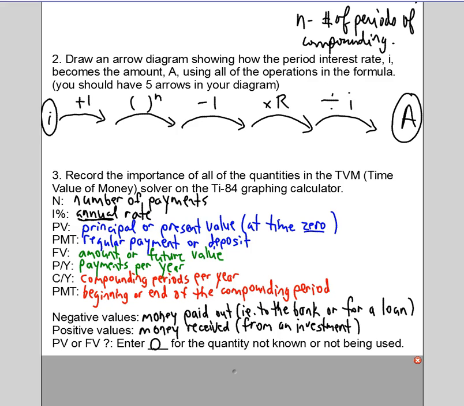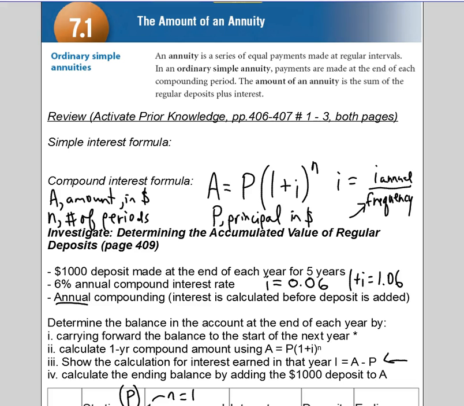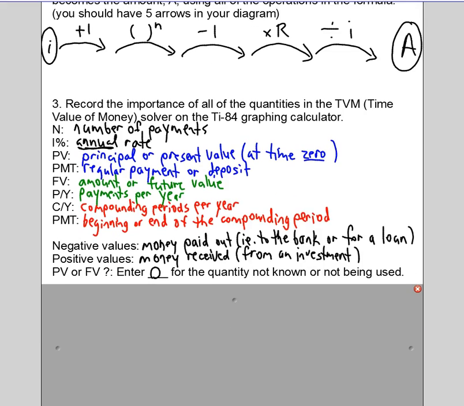P/Y is the number of payments you're making per year, or deposits per year, and C/Y is the number of compounding periods per year. That could be different. In an ordinary simple annuity, they have to be the same. The last setting is where we get to specify if the payment or the deposit is made at the beginning or end of the compounding period. For an ordinary simple annuity, it's made at the end, but the TVM solver is versatile. It would allow us to explore different situations.